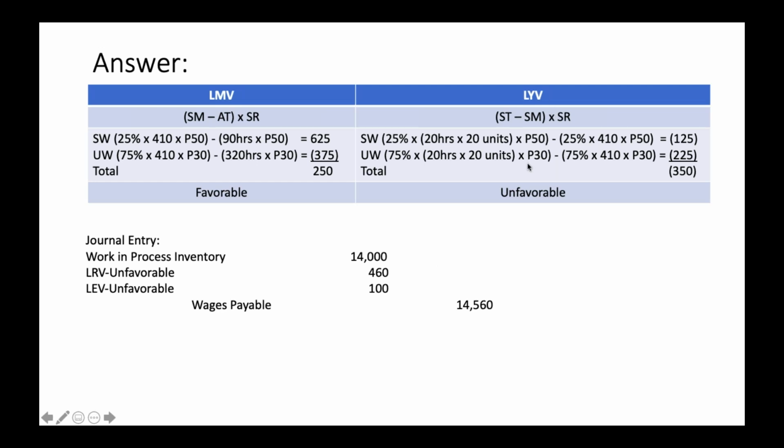So same here in the yield, you get the mixture multiplied by the standard hours for 1 unit, multiplied by the total actual output, versus the mixture at actual hours. So we have here an unfavorable variance of 350.